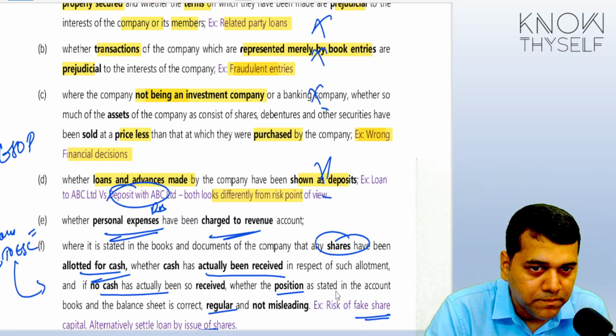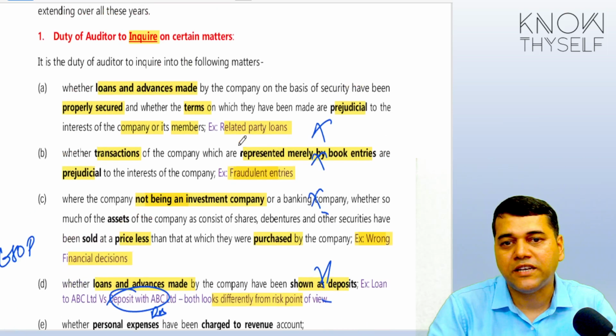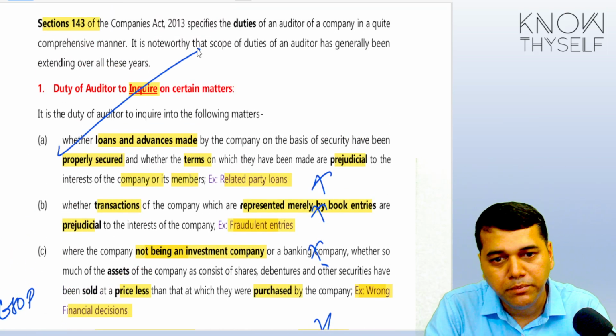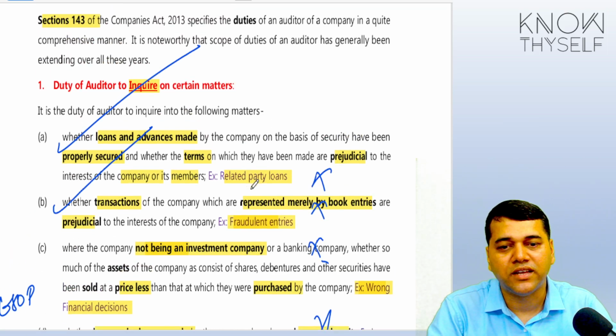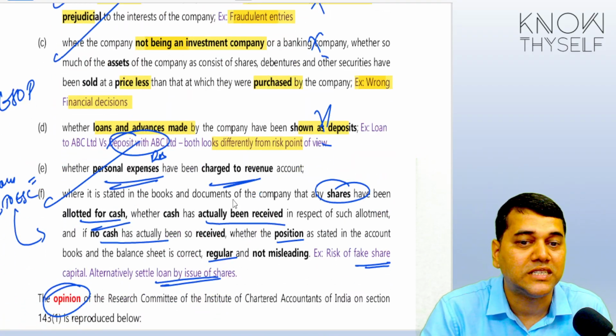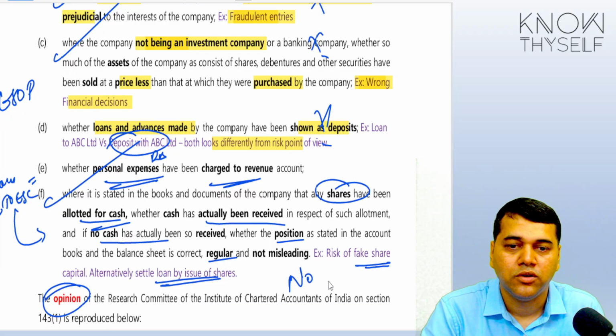That means we are clean. Can you please tell in your annual report, in your auditor's report, that we have made inquiry as per section 143(1) and no loans have been made, no book entries are done, they are not sold. Okay, can you please give me a report that no personal expenses are charged to revenue? The answer is no. Why?